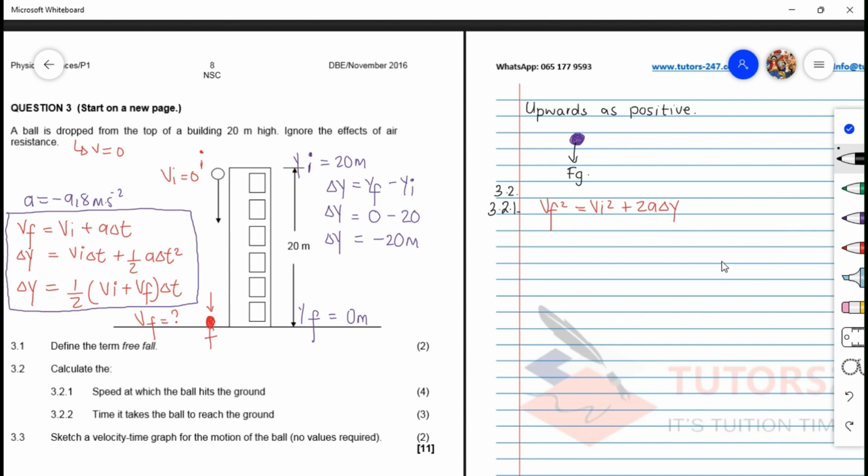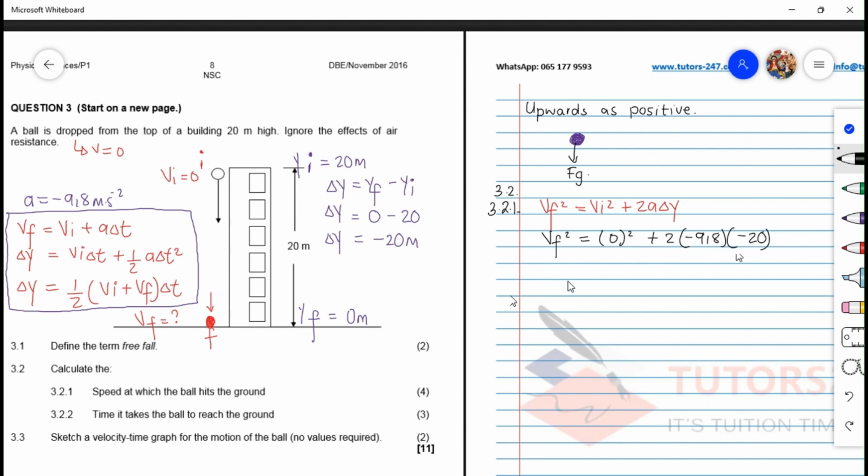That way, you can use the formula whereby you have all of the values except the value that you are trying to calculate. So let us try and substitute. We can bring down Vf squared since we don't have that value. We can substitute Vi as 0. Don't forget to square it. Plus 2 into negative 9.8 into negative 20.